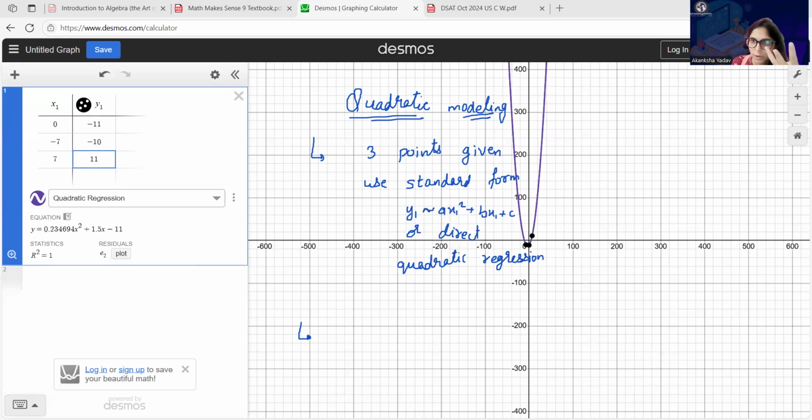Sometimes in some of the questions, they will just give you 2 points. One of them is going to be your lowest point or maximum point, that is going to be your vertex. Meaning they will say highest, maximum, lowest, minimum, something like that, so that you know they're talking about the vertex, and any other random point will be given to you.